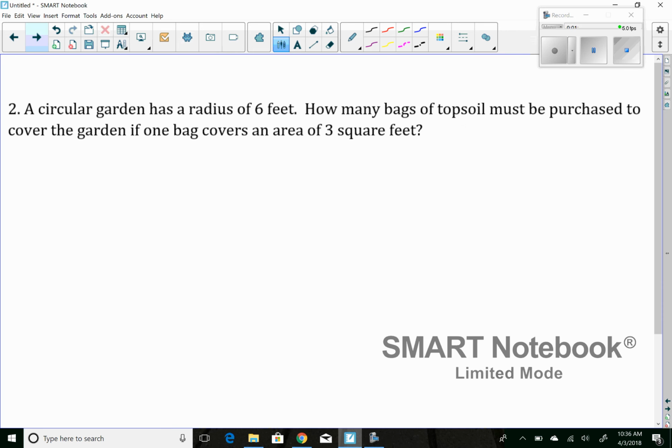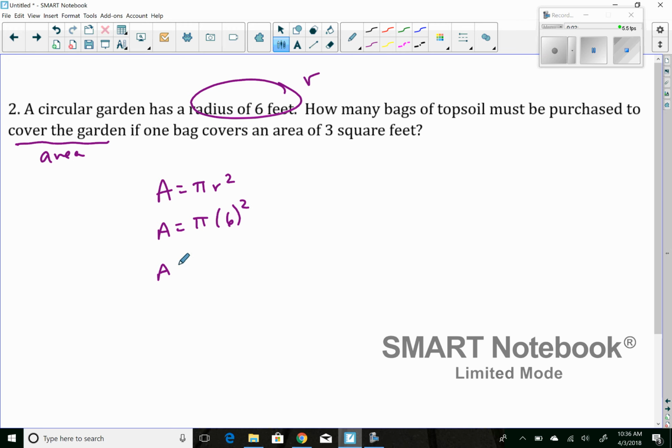Number 2 says a circular garden has a radius of 6 feet. How many bags of topsoil must be purchased to cover the garden if one bag covers 3 square feet? Since we're covering the garden, we're talking about area. The area of a circle is pi r squared. The radius is 6, it tells us that right in the problem. So we can say A is equal to pi times 6 squared, or area is equal to 36 pi.